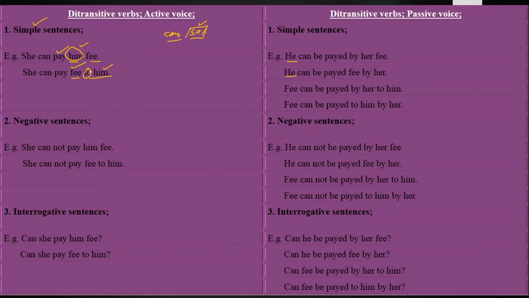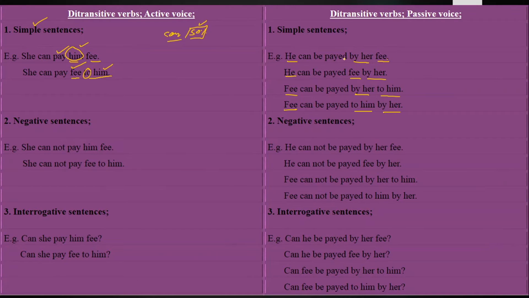And after that, in the third and fourth sentence you will bring the direct object, that means the fee, at the beginning. One change you will bring: by her will come at the beginning, fee at the end; fee at the beginning, by her at the end; and by her at the beginning, to him at the end; to him at the beginning, by her at the end.